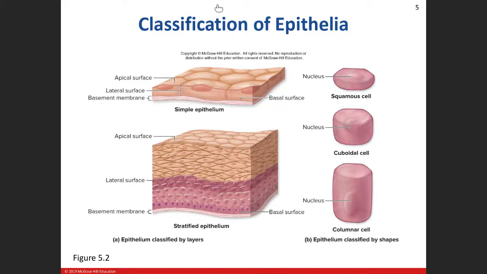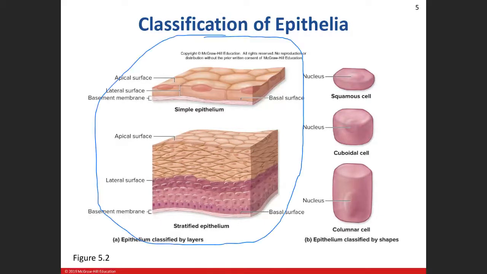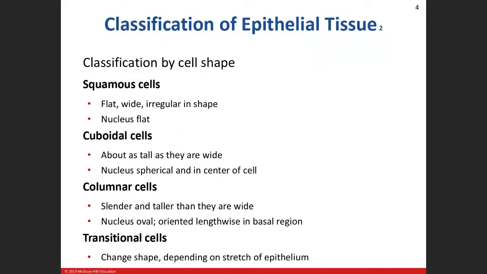All right. So we just did one half of the nomenclature. We talked about the layers. Now we're going to talk about cell shapes. That's the second part of how to name this epithelium. There's actually four types of cell shapes that we're going to discuss. The second part of classification is by the shape of the cell.